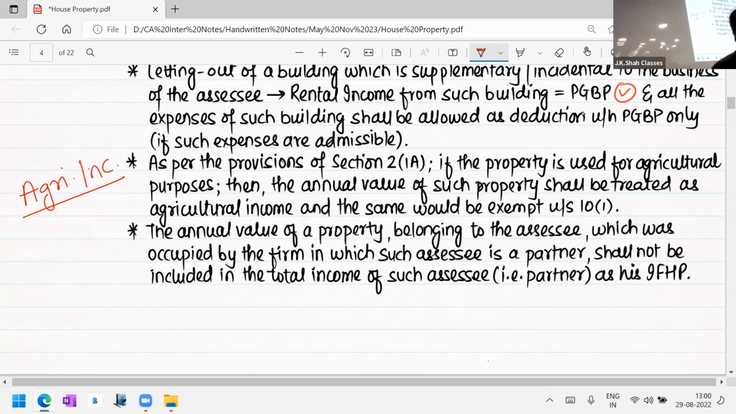Now what do you mean by annual value? Simple meaning, rent earning capacity. How much rent your property can earn, and how much you are earning, whichever is higher, that is taxable under the head house property. According to us, your property can earn 2 lakhs. How much you are earning? 3 lakhs. Then your earning is higher, so pay tax on 3 lakhs.